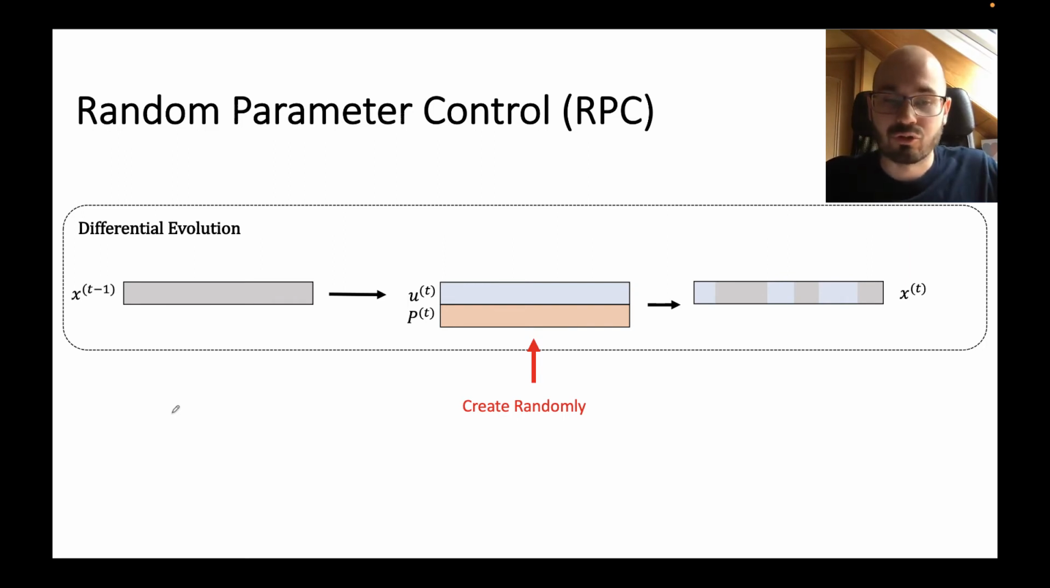Random parameter control works as follows. So we have a population, which is x_{t-1}. Then to create U, which is our offspring individuals, we use random parameter settings, p_t. They're just like a random sampling from this mixed variable configuration. And then with the replacement, some of them will be replaced and some of them won't. The key here is that the parameters are randomly sampled in each iteration.